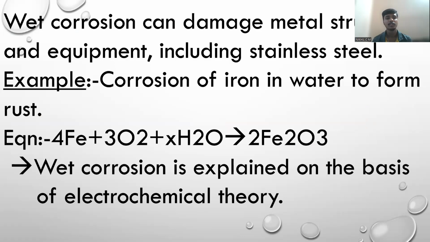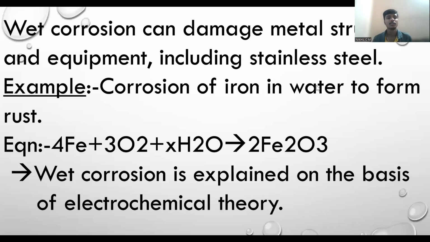An example of wet corrosion is corrosion of iron in water to form rust. The equation for this example is 4Fe plus 3O2 plus xH2O gives 2Fe2O3.xH2O. Wet corrosion is explained on the basis of the electrochemical theory.